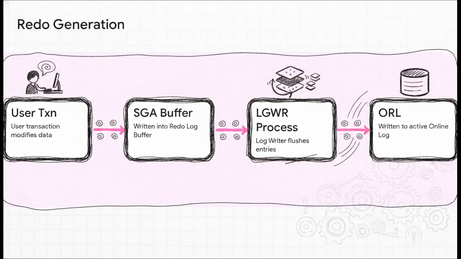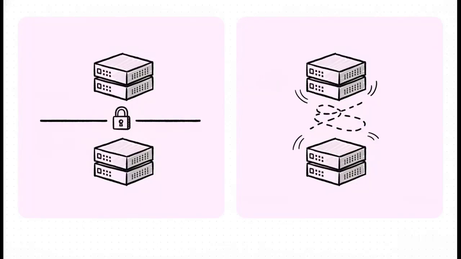From memory, the log writer process, LGWR, takes over and flushes those redo entries from the buffer straight into the currently active online redo log, or ORL. Keep in mind, this local write happens regardless of your DataGuard configuration. Simultaneously, Redo Transport Services has to ship this generated redo across the network.